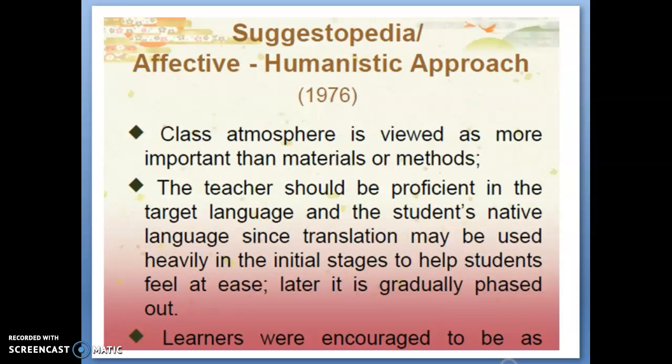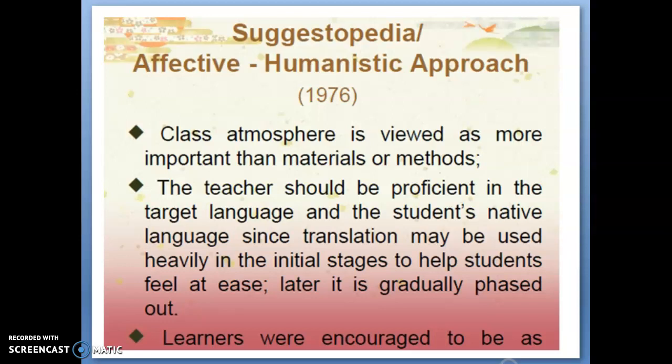Next, Suggestopedia or affective humanistic approach. It was born in 1976. So, class atmosphere is viewed as more important than materials or methods. It means that the teacher needs to create the atmosphere in the classroom so that the situations become like the real one.